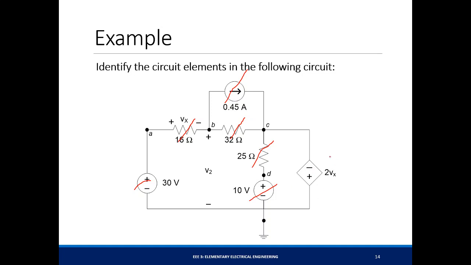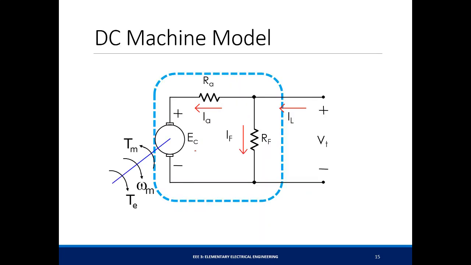It's a diamond, so it's a dependent voltage source. It's a voltage source because it has a polarity right here, and it's controlled by a variable Vx, which is the voltage drop across this 16 ohm resistor right here. Therefore, it's a voltage controlled voltage source. And this voltage right here, plus minus Vx, depends on the current across this resistor right here. More on that later.